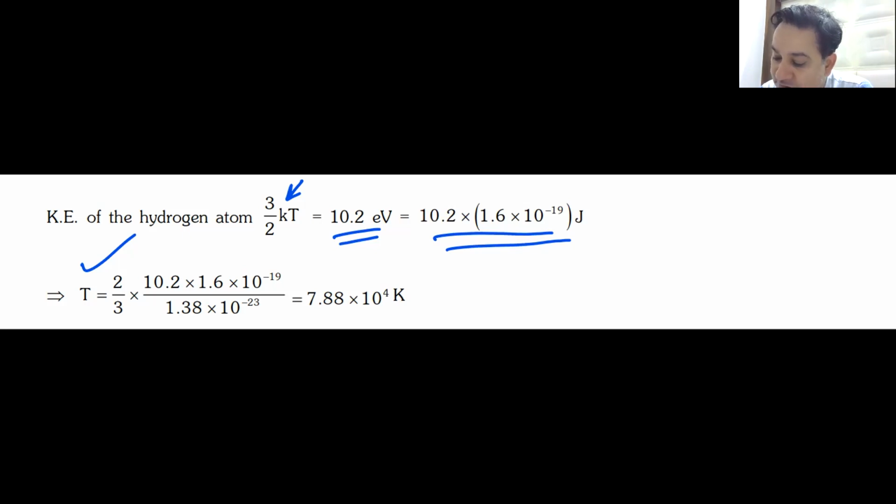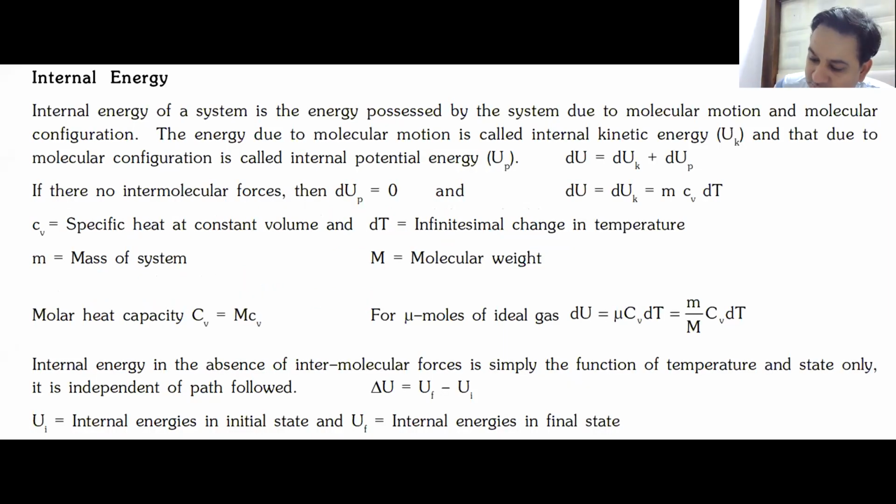Okay. Then you must know the internal energy of a gas, and internal energy of a gas consists of kinetic energy and potential energy. For ideal gases, we take the potential energy as zero. You know this? Yes or no? Yes, sir.